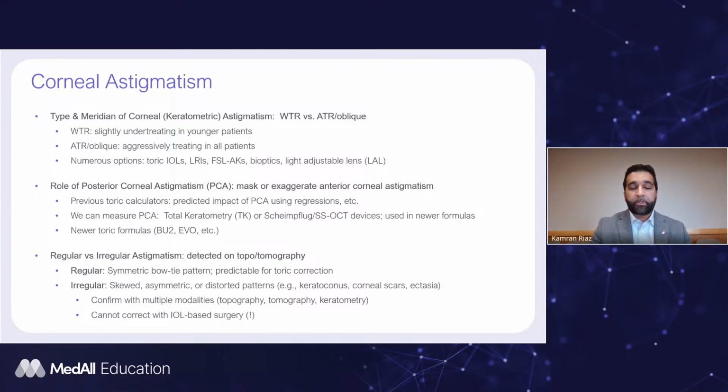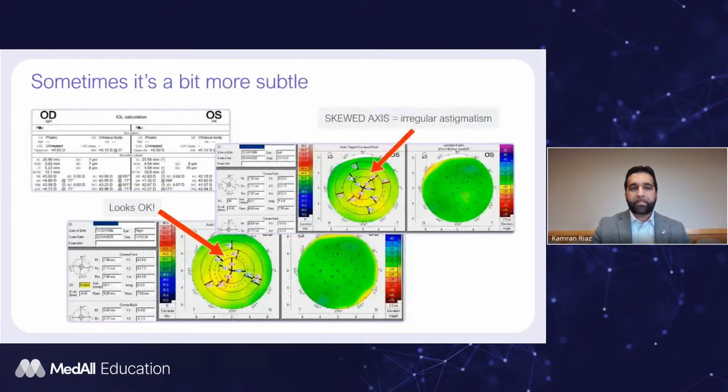Confirm with multiple modalities such as topography, tomography. But the biggest thing is that these are patients we cannot correct with IOL-based surgery. These are patients that classically needed an RGP or scleral, but now we can maybe use topo-guided laser vision correction to treat some of these irregular astigmatism patients. But for most cataract surgeons, it's important to make sure that a prospective candidate for PCIOL does not have irregular astigmatism, because that will lead to pseudophakic unhappiness.